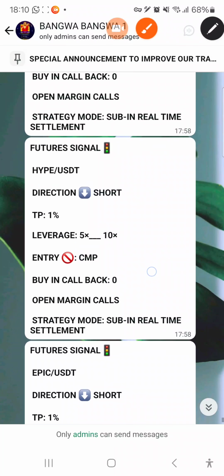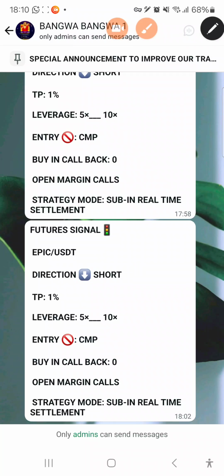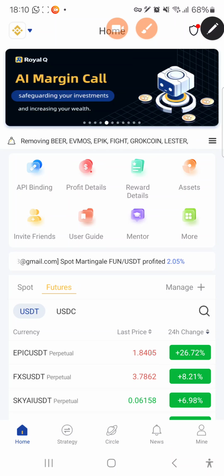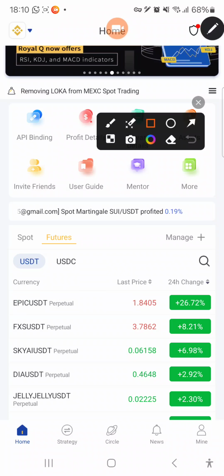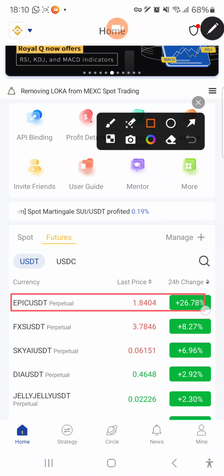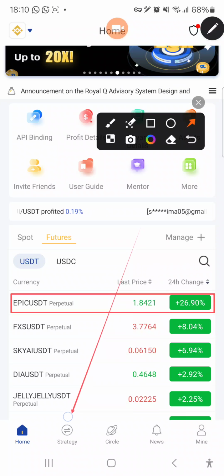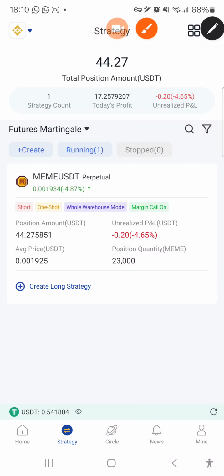Now, how are you going to determine the first buying amount for Epic? This time you're going to come to your RoyalQ. Go to your RoyalQ and search for Epic. Epic is here. There's a shortcut for how you could do this, but in the meantime, we can use this shortcut here. Open your shortcut.